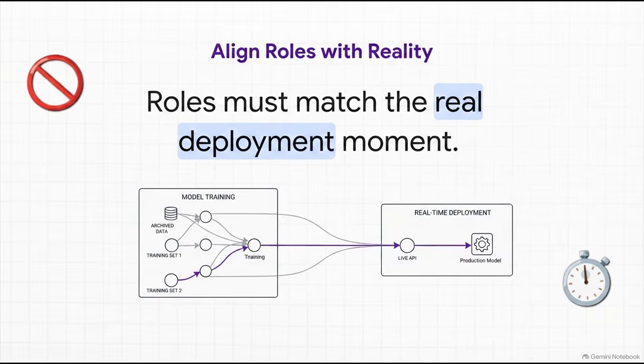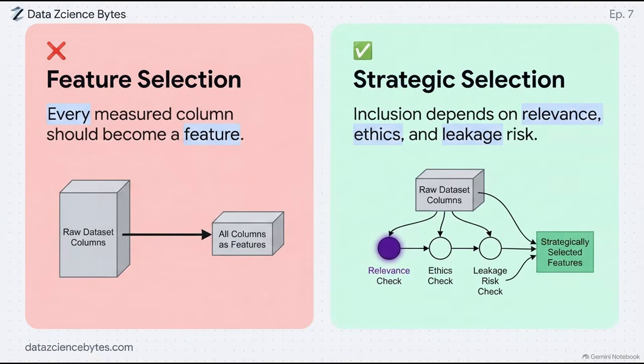And this brings us to an incredibly common misconception in the field. A lot of people assume that every measured column in a dataset should automatically become a feature. The logic is usually, hey, we have the data, we might as well use it, right? Well, definitely not. The much more accurate view is that feature inclusion is highly conditional. Whether a variable gets to be a feature depends heavily on its relevance to the problem, its actual availability at decision time, the ethical considerations around using that data, the risk of data leakage we just talked about, and of course, the intended decision. You just don't include data simply because it's technically possible.